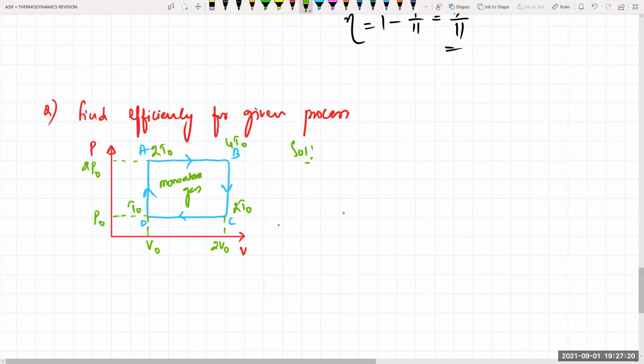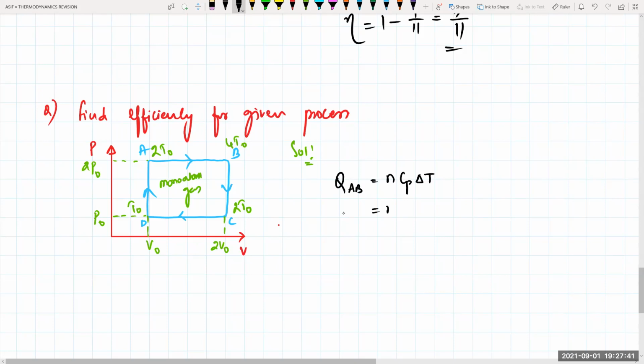Can anyone try it, Veda? As it is a monoatomic gas, efficiency will be equal to the work done over the energy we are giving to the system, whatever is given and whatever is taken. So let me first calculate the Q of process A to B. That will be equal to n Cp delta T. From A to B, pressure remains constant.